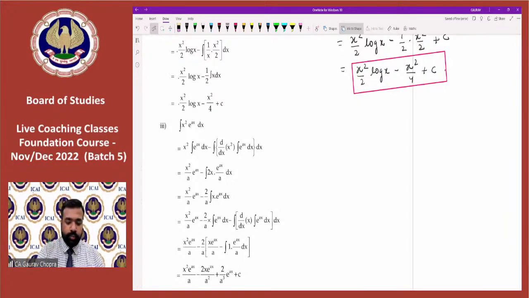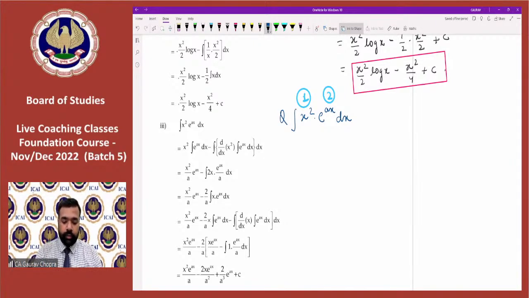Now the third one, integration of x square e to the power of ax. Now, which is the first function? As per LIATE, exponent is coming last and algebra is coming first. So algebra is first function, exponent is second function. So let us do this.